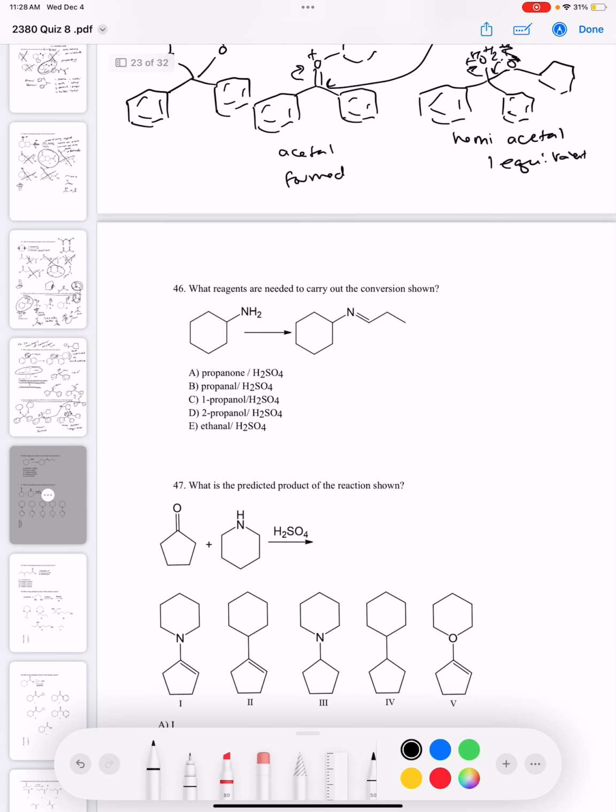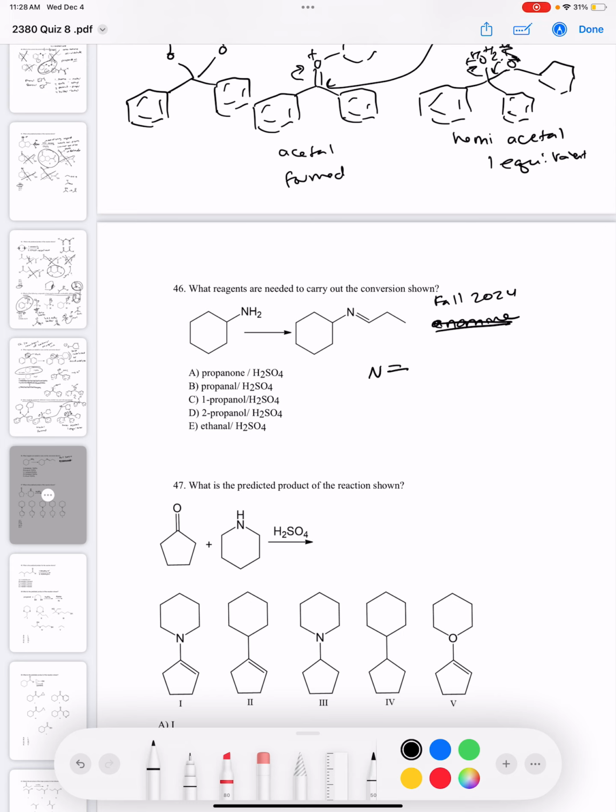Okay, 46. What reagents are needed to carry out this inversion shown? Hopefully by now you remember. The thing that I've told you over and over is, what is this called? And y'all always want to call it, this is for my fall 2024 class, always wants to call this an enamine, because they like how this sounds. But this is not an enamine.